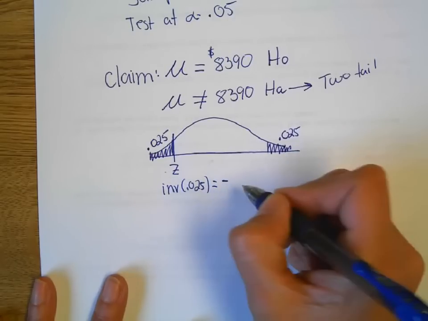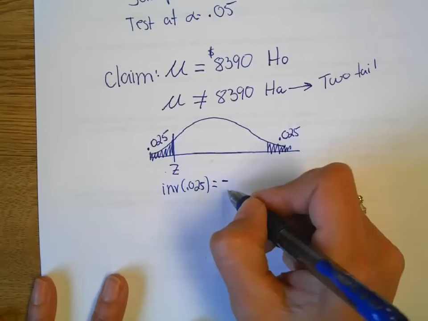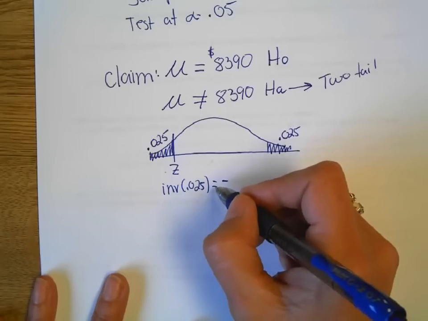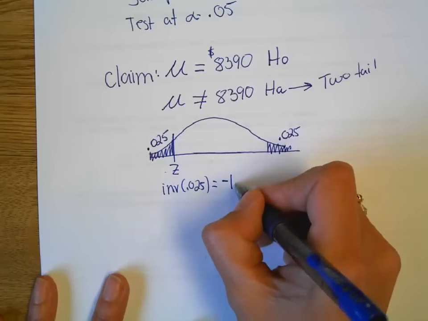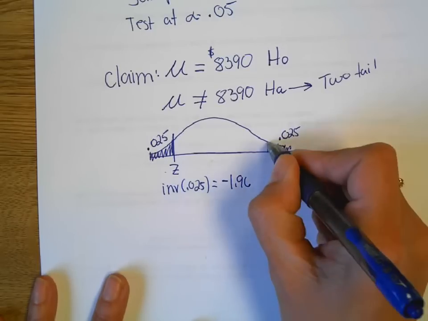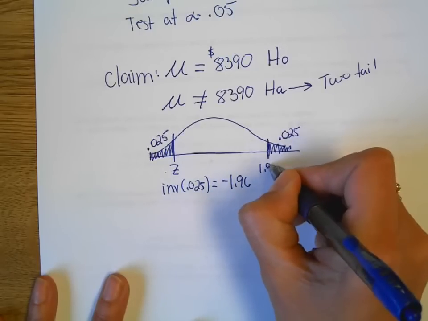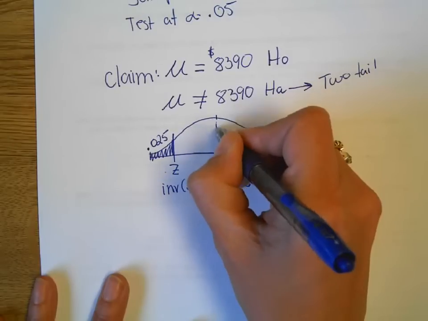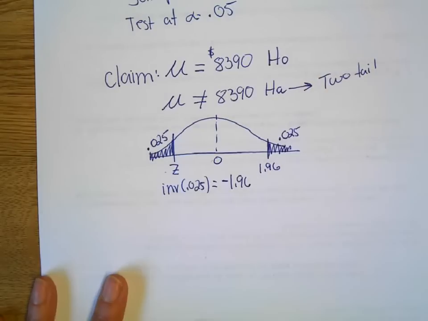Negative. I expect in that case they didn't do it. Yeah. Oh, he's texting right now. Plus or minus 1.96. 1.96. So the other one's positive 1.96. And we got a 0 down the middle. It's a number line.